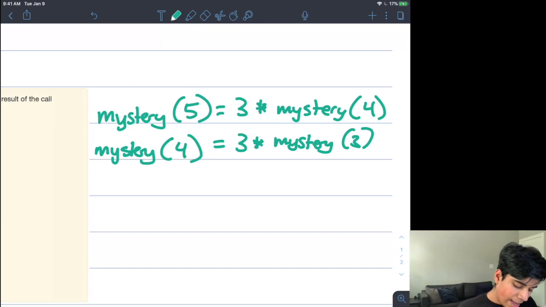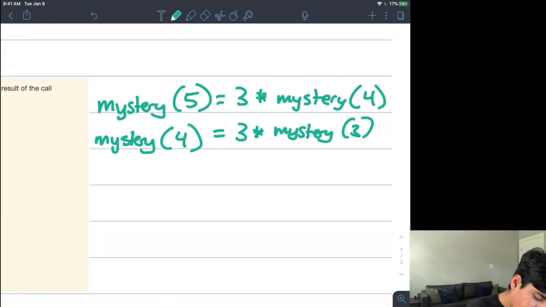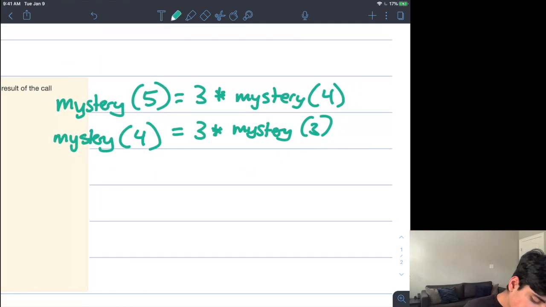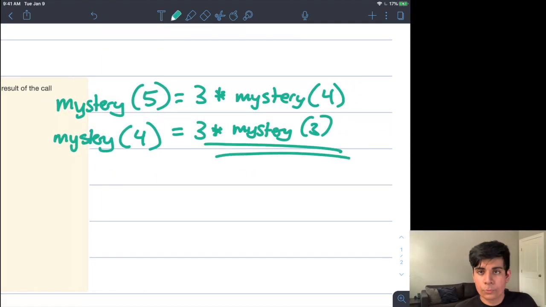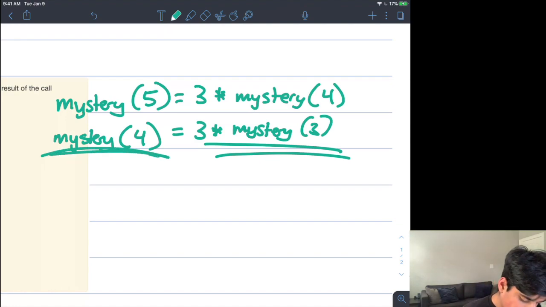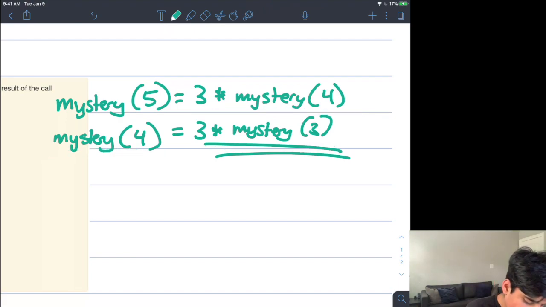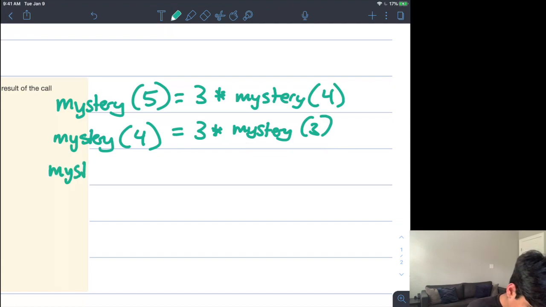So now, I'm going to move this over a little bit so I give myself a little bit more room. I now need to figure out what mystery 3 is actually equal to. Because in order to find out what mystery 4 is equal to, so that I can fulfill this up here, I need to figure out what mystery 3 is equal to. So I'm going to try to run mystery 3 and see what it's equal to. So I'm going to put mystery 3 equals.